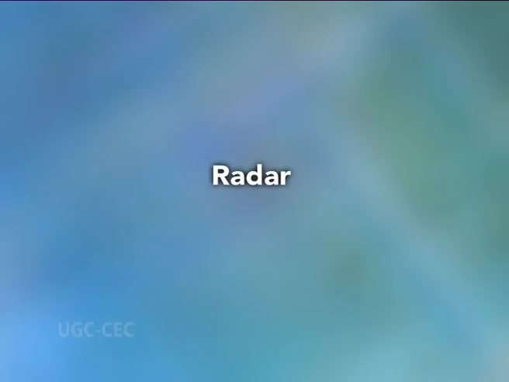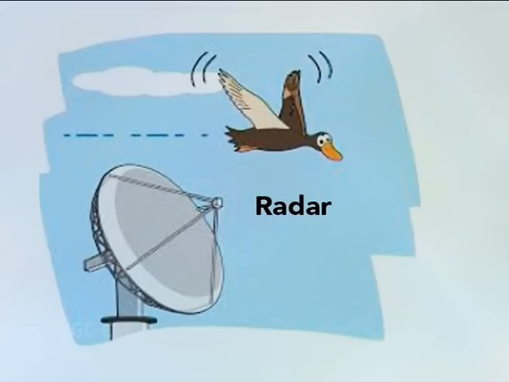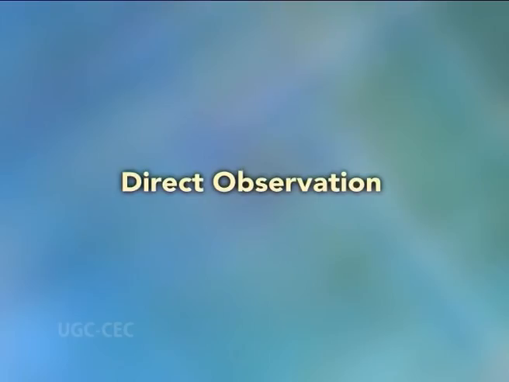In many cases, radar is also used for tracking bird migration, especially for those birds which are considered passage migrants, which spend some time at one particular area during their migration. During this time, the birds are followed through radars also. And of course, another method is direct observation.